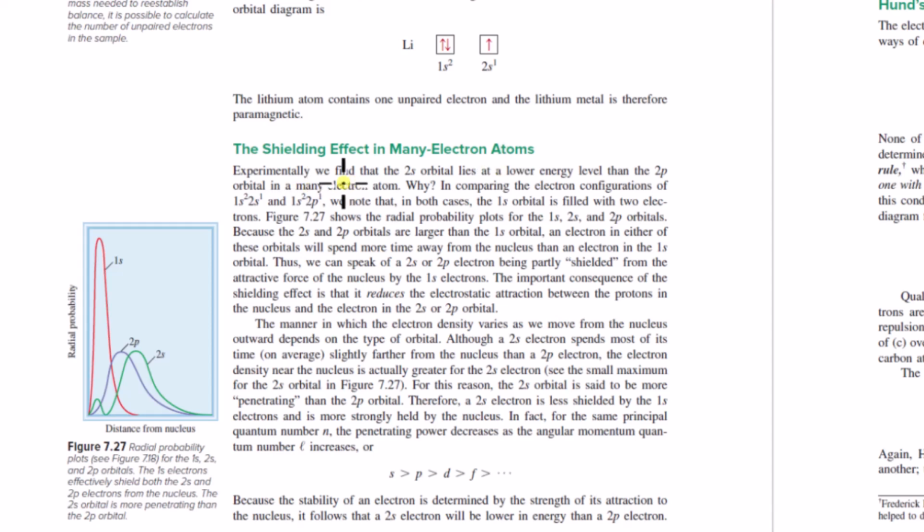What's going on? Experimentally, we find that the 2s orbital lies at a lower energy level than the 2p orbital in a multi-electron atom. Why? In comparing the electron configurations of 1s2 2s1 and 1s2 2p1, you could potentially have 1s2 2p1, but this is less energetically favorable. So this is the proper configuration. But we're going to compare these two, and we note that in both cases, the 1s orbital is filled with 2 electrons. Okay, yep. Figure 7.27 shows the radial probability plots for the 1s, 2s, and 2p orbitals.